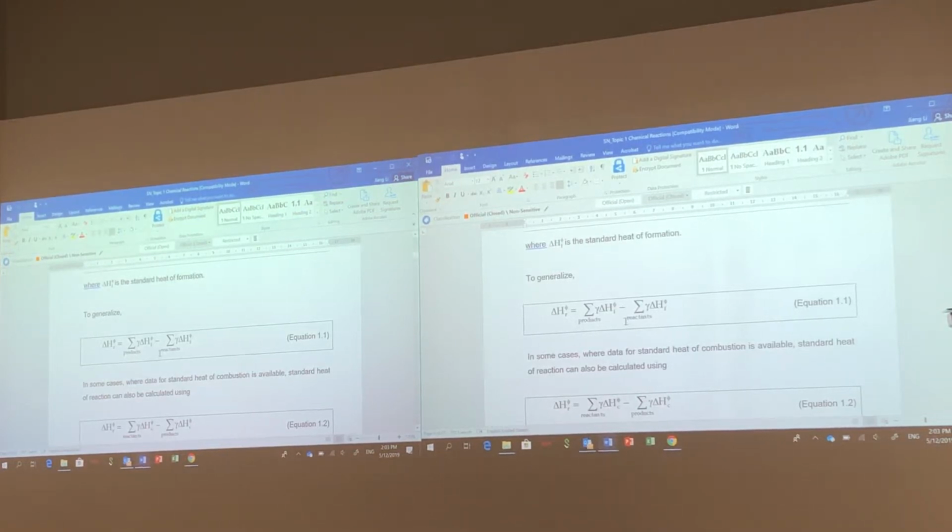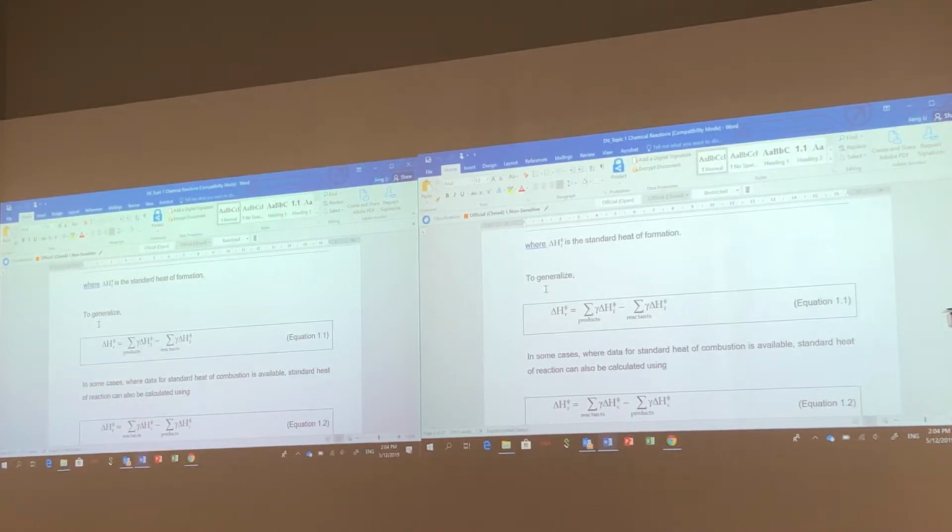Please take note. The enthalpy of formation for single element molecule like hydrogen, oxygen, nitrogen, or some metals like copper, all these kind of molecule, what is the enthalpy of formation? 0. By default, it's 0. Will not be given to you. Some 0 values, you may not see it.